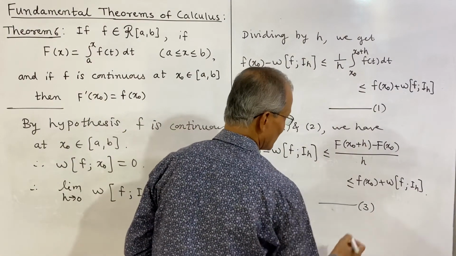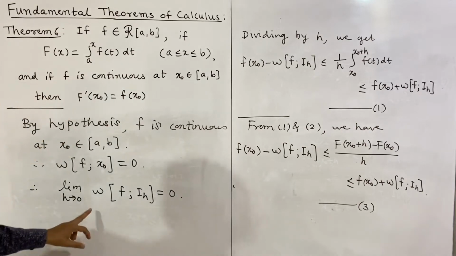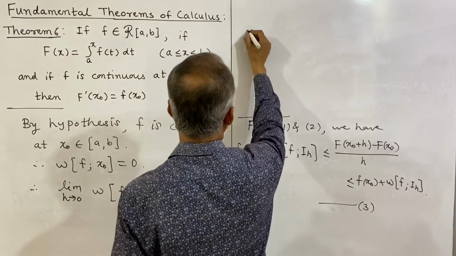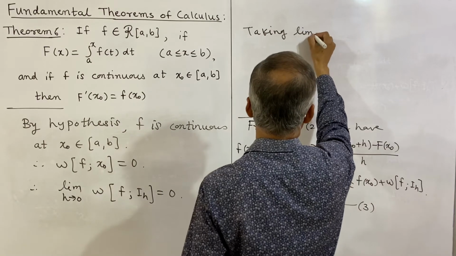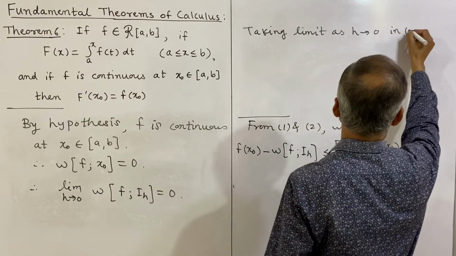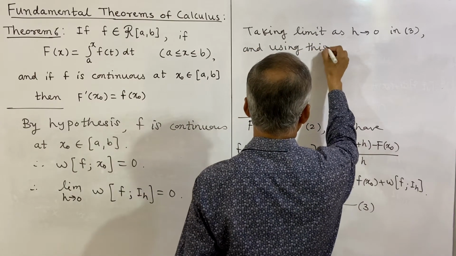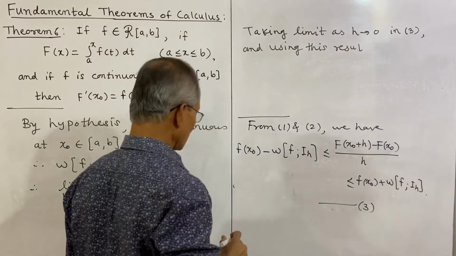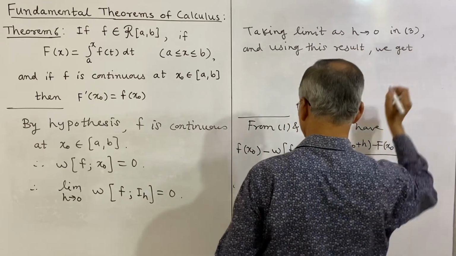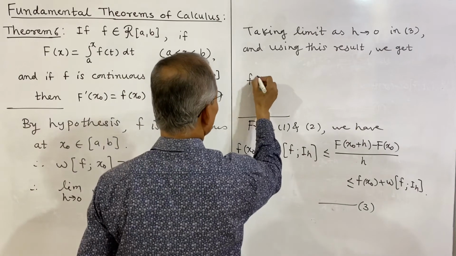So this is I h, and in the result 3 we will take the limit as h tends to 0 throughout and use this result. So, taking the limit as h tends to 0 in 3 and using this result, we get, now see what we will get. When we take the limit, this is a fixed value, so it will remain the same, and that will be f of x naught.